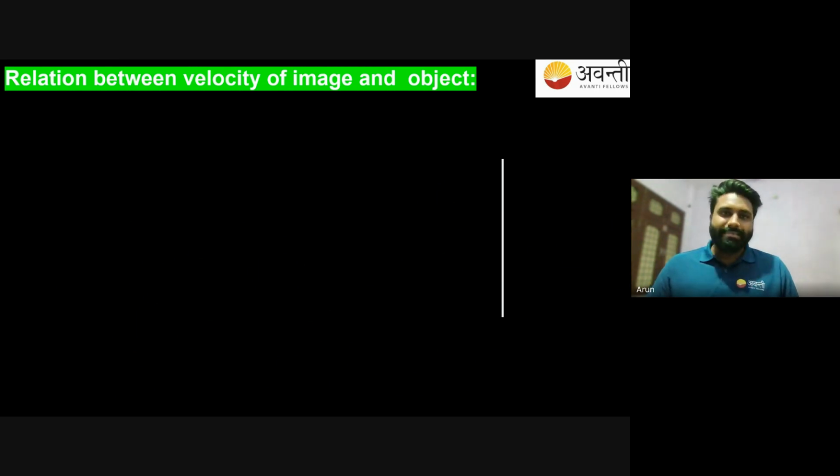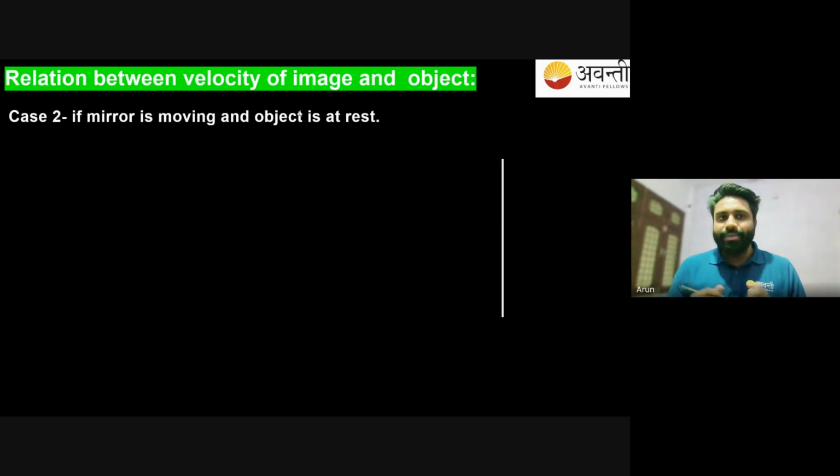The second is the relation between velocity of image. Obviously, we are doing this. So what is this? This is a mirror moving. An object is at rest. Now the thing will change. Now we have the mirror with a certain amount of velocity and the object is at rest. So here our object O, here it is image I.